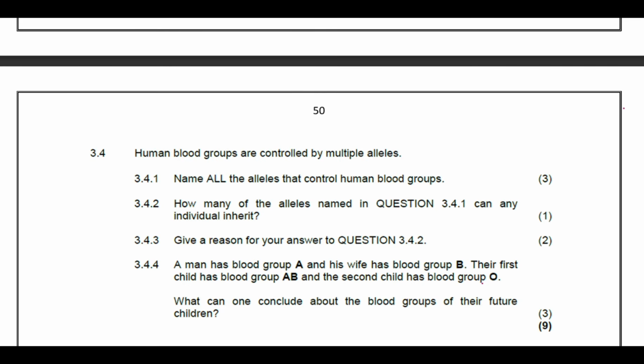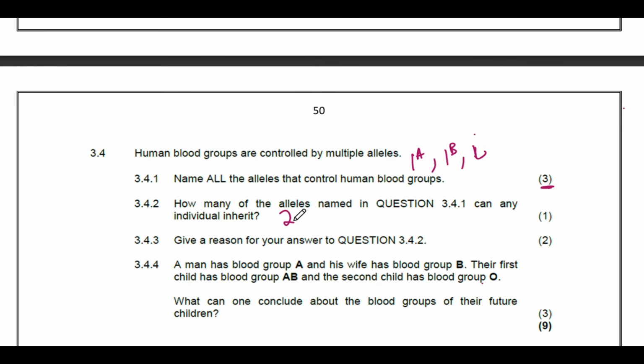Second question, 3.4. Human blood groups are controlled by multiple alleles. Name all the alleles that control human blood groups. There are 3 of them: IA, IB, and small letter i. 3 marks, that's a lot of marks. How many of the alleles named in question 3.4.1 can any individual inherit? From these 3 alleles that control the blood group, how many can an individual inherit?